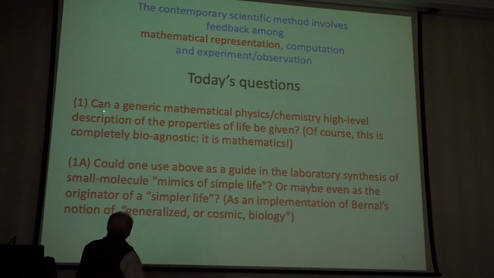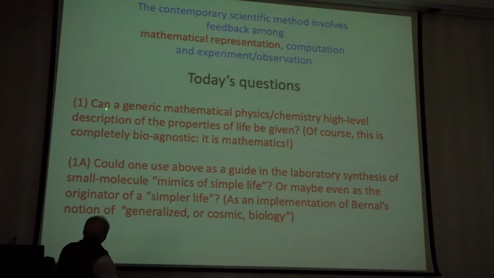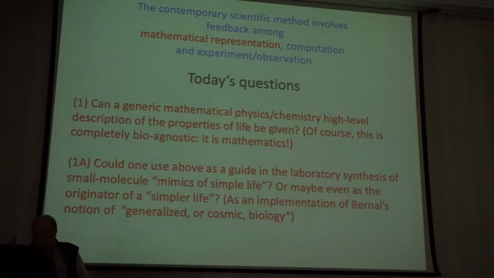So the first question that you ask, and will be answered positively, is can a generic mathematical physics and chemistry description of the properties of life be given, at a high level, meaning a little level of detail? And then could one use this description to actually generate some form of experimental corroboration? That requires that you have a very clear idea of what you mean by life.